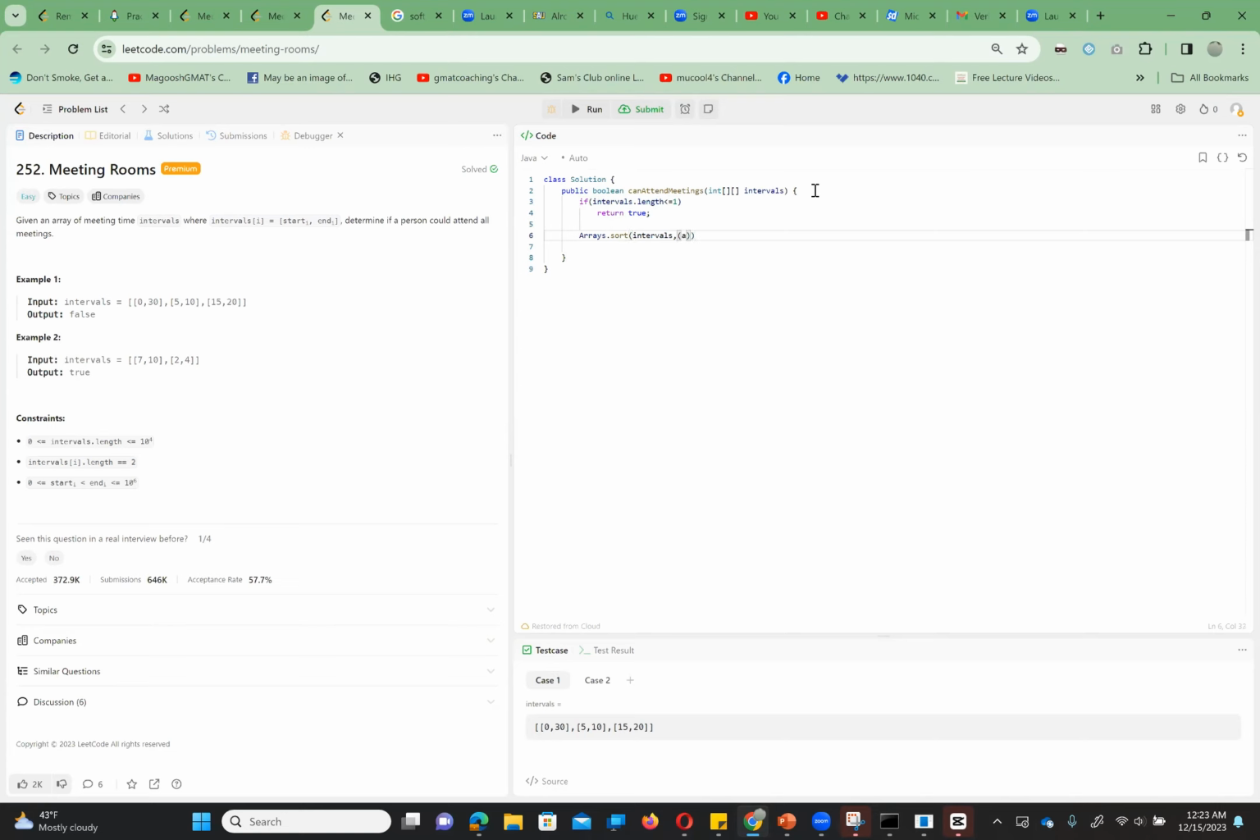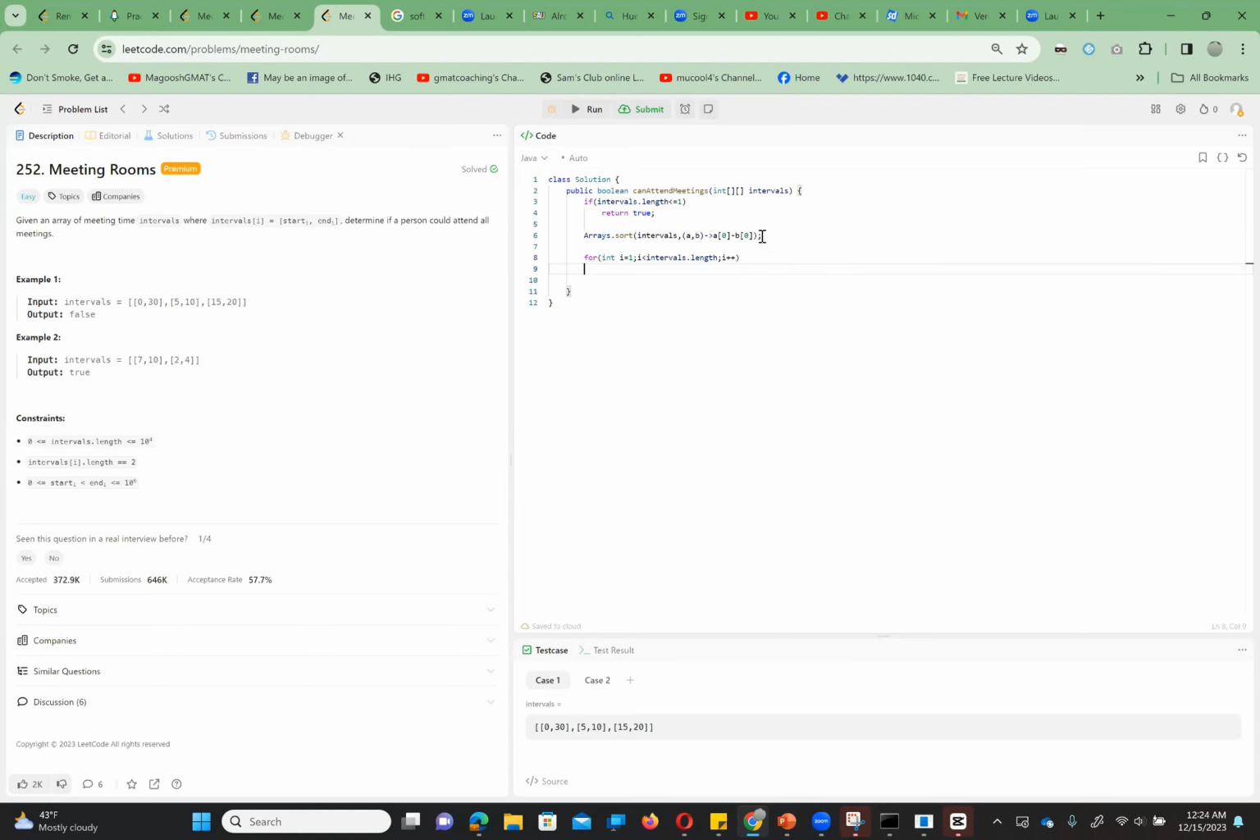So if there are 2 meetings, we know each meeting is actually an interval. So each meeting will have 2 values, right? The start value and the end value. And I am sorting based on the start values. So I'm putting that in as a parameter, right? That way, this intervals array is going to be sorted based on the start time. Next, I have to start from the second element until the last element.